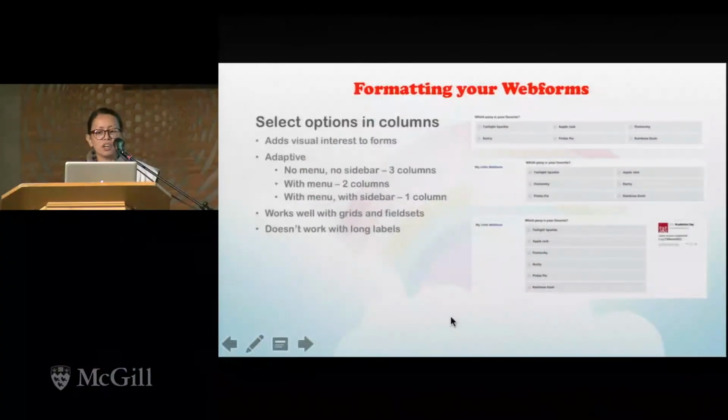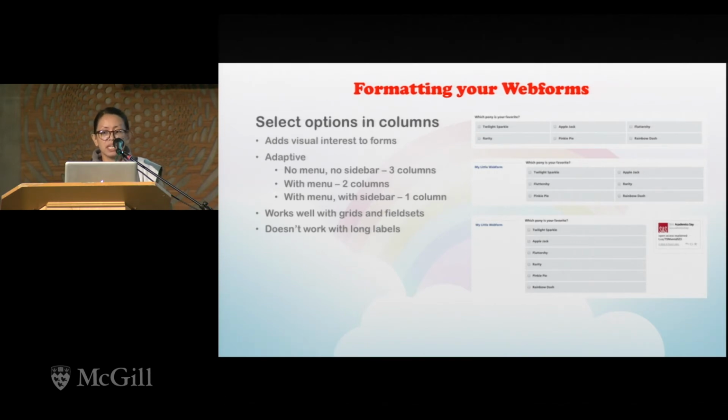Now, finally, select options and columns. If you've been working with web forms relatively recently, you would have noticed by now that if you don't set your select options to display as a list box, they are going to be displayed as adaptive columns. And this works for checkboxes, radio buttons, and even limited select options.